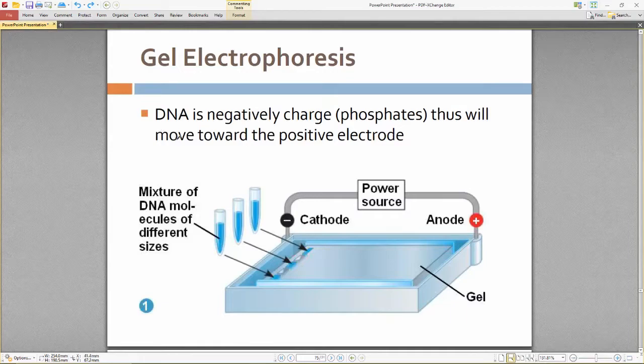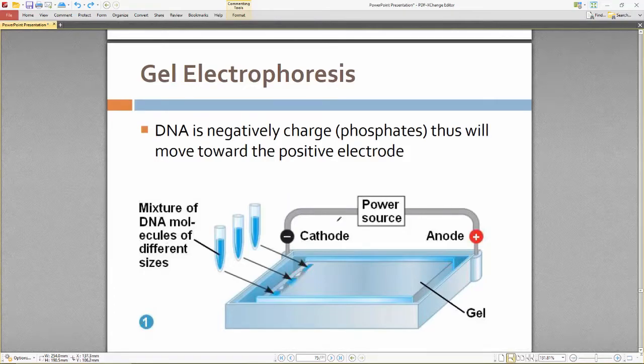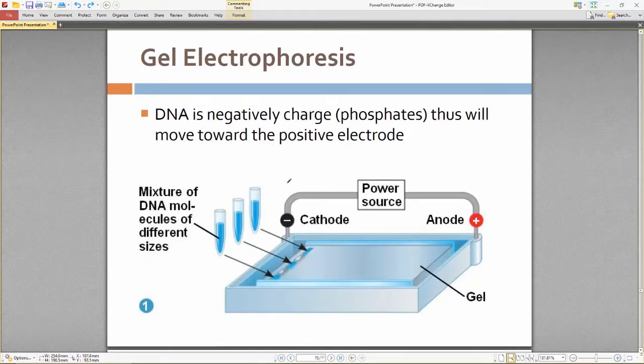DNA is negatively charged. We know this because of the phosphate groups on the backbone. And thus, if you run a current across this, basically the idea here is that because DNA is negatively charged, it will move toward a positive electrode. What you're doing here is, in this gel, you've added a mixture of DNA molecules of different sizes.